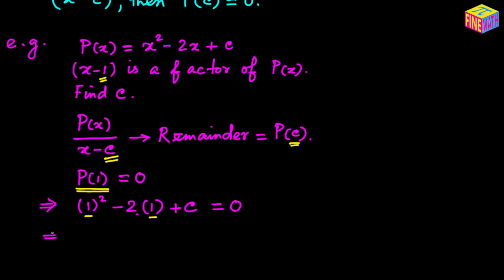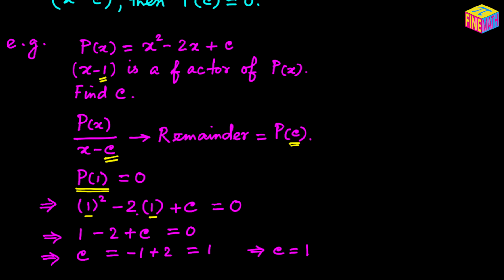So from here we can say, okay, so 1 squared is 1 minus 2 times 1 is negative 2 plus c must be equal to 0. And from here we can say that c, let's keep c on the left hand side, and then let's transpose everything to the right hand side. So it would be negative 1 and positive 2, that is equal to positive 1. So we found the value of c, so hence we can say c is equal to positive 1.